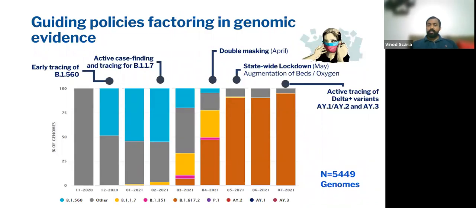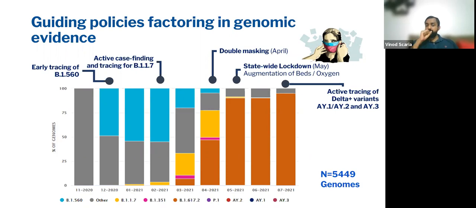And over time, this surveillance program has been very successful in identifying new lineages of the virus and in informing public policy, like, for example, the policy of double masking, where Kerala was one of the first states in the country to initiate double masking, in view of the fact that alpha was emerging quite significantly in the state along with delta early in April. And as delta was increasing quite significantly, there was early lockdown and augmentation of the beds and capacity for oxygen. And this all contributed to the successful containment of the spread of the pandemic in the state.